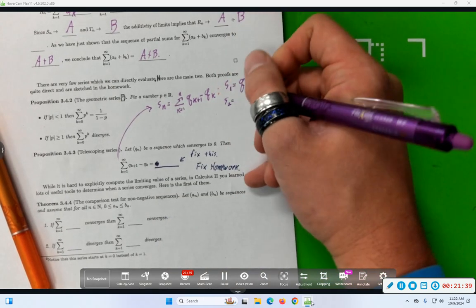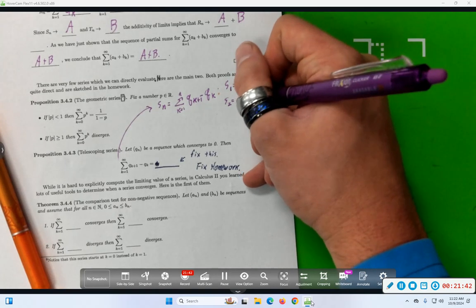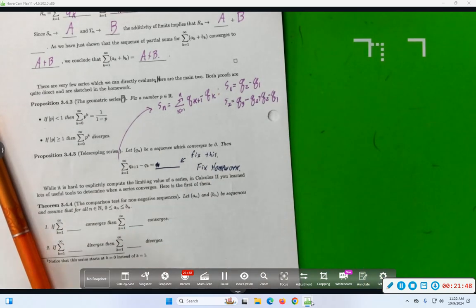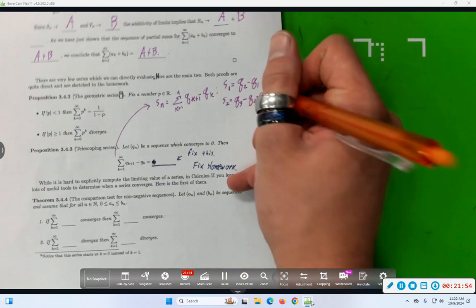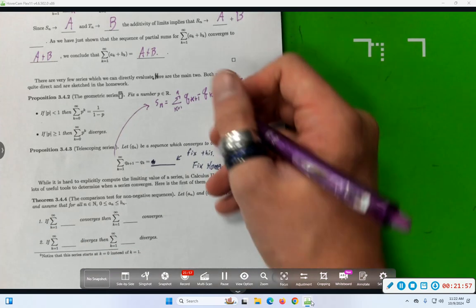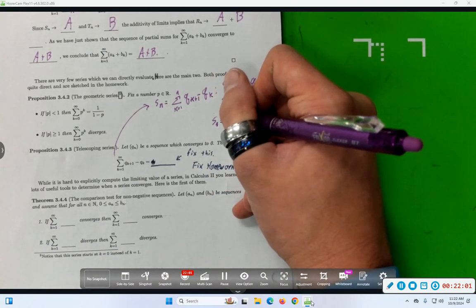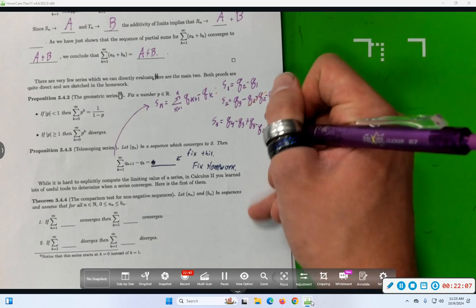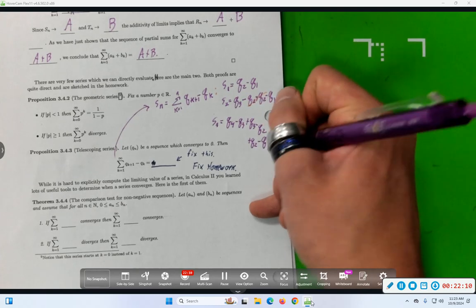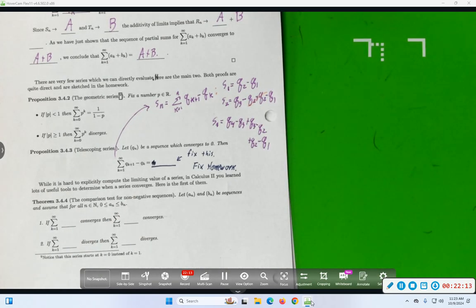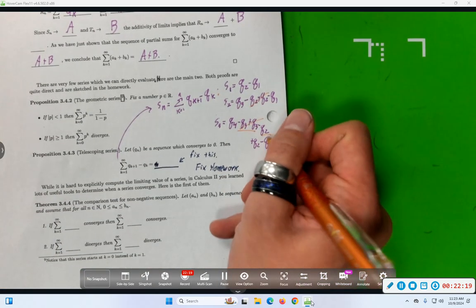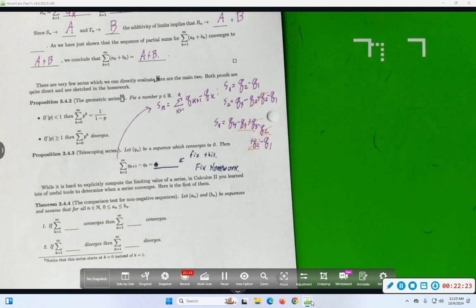S2. Well, I guess it's slightly annoying. Q3 minus Q2 plus Q2 minus Q1. Anything cancel? S3 is Q4 minus Q3 plus Q3 minus Q2 plus Q2 minus Q1. Same thing? Q3's cancel. Q2's cancel. Ooh, do you notice a pattern?